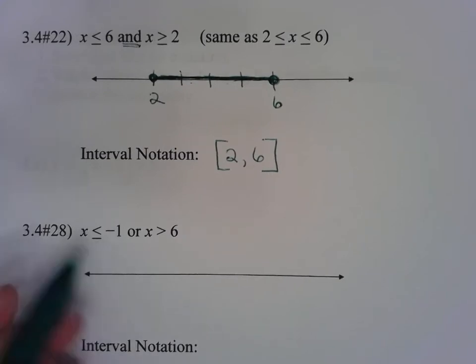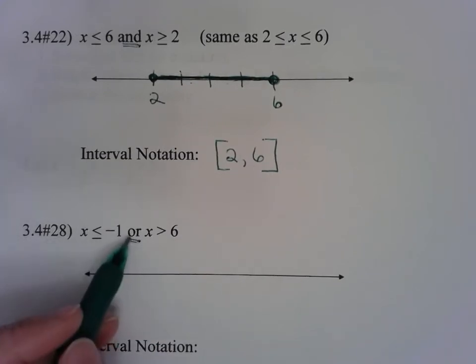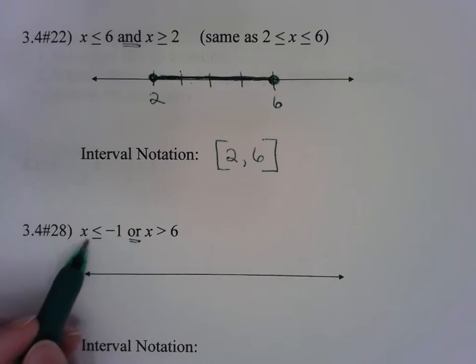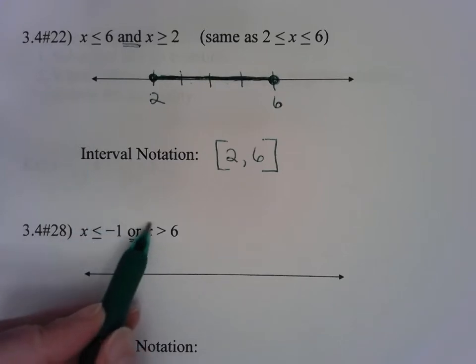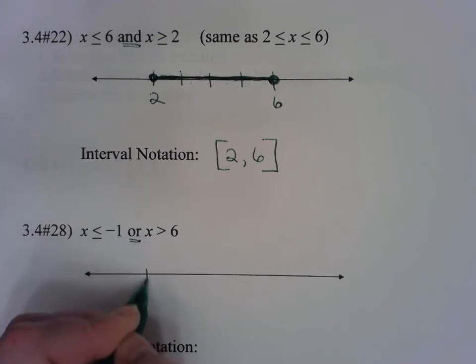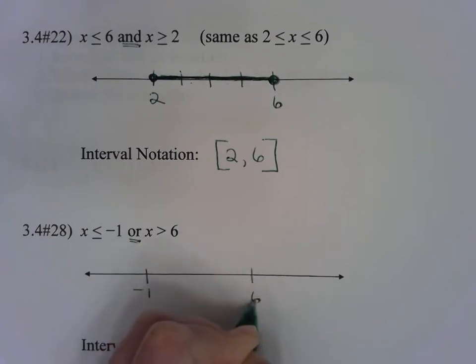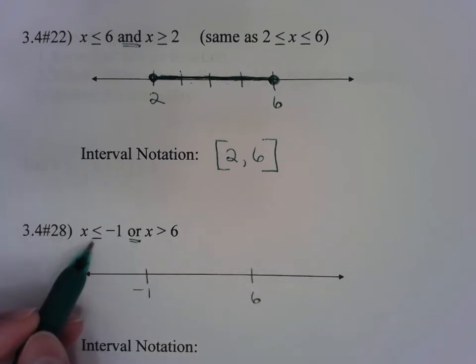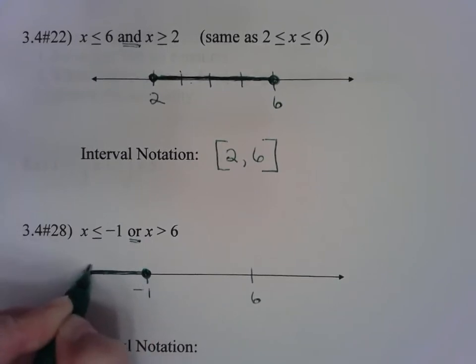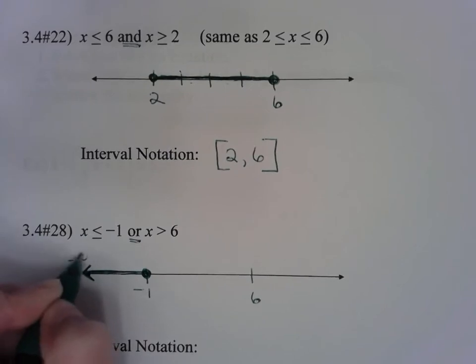This next example is an or. So usually if the word or is used, we're going to get 2 separate pieces of the number line. And so a number might be in this group, or it might be in this group, but not in both usually. Okay, so if we label our number line, I want x values or numbers that are less than or equal to -1. You have the equals bar there, so I'm going to use the closed dot. Less than, so it's going to go all the way to -infinity.